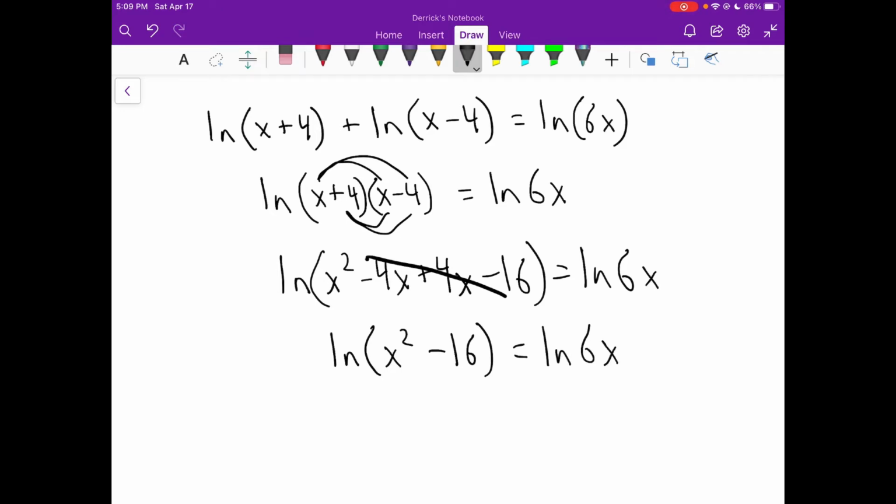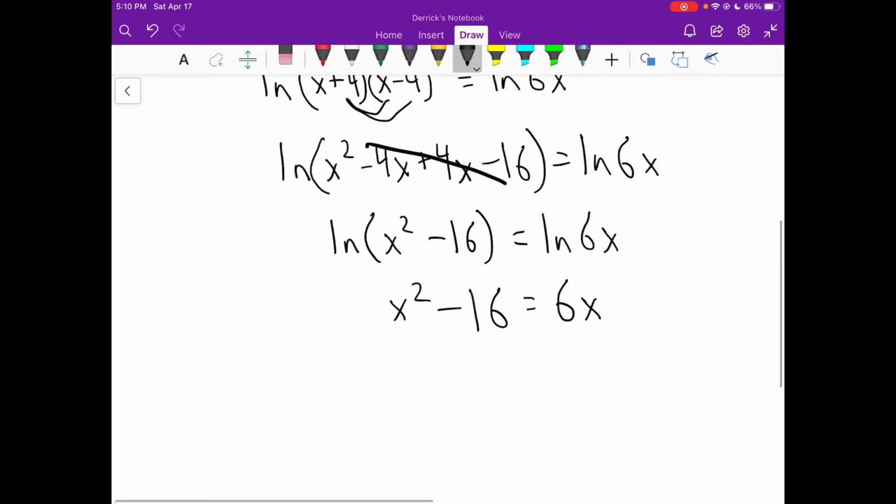What you'll notice is now we have a single natural log on each side of the equation and nothing else extra happening, which means now we can use the one-to-one property, as they are both the same base, log base e, because remember that's what ln, the natural log, represents. We can set what they were taking the log of equal to each other, meaning we would have x squared minus 16 equals 6x.